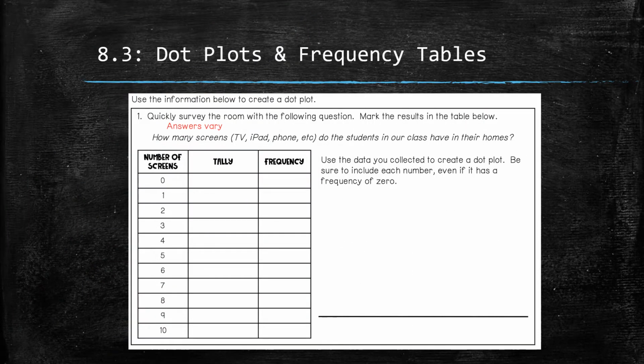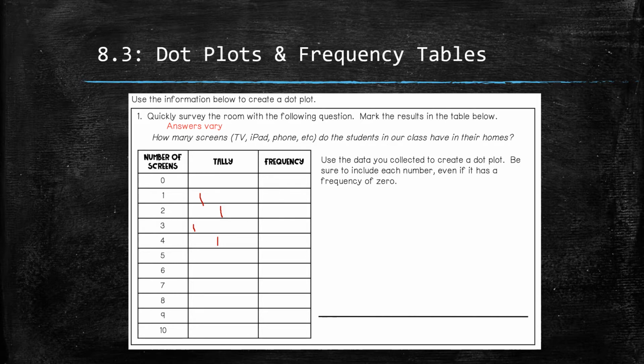We're going to pretend that we're in class and that you went around and you asked everyone how many screens they had in their home, meaning TVs, iPads, phones, so things that had screens. And you collected that data. And as you were collecting that data, you were writing down tally marks next to the number of screens they said they had in their home.